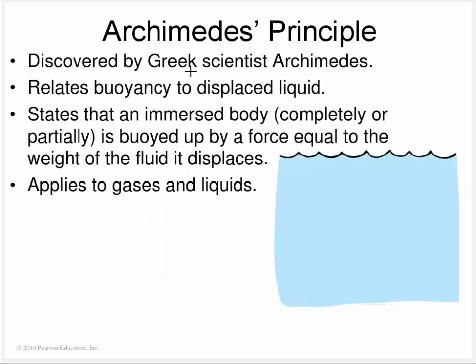Now, this Greek fella by the name of Archimedes, he was the one that came up with a mathematical description of this, and essentially he related this buoyant force, how much buoyancy. What he said is that if you have an immersed body, so an object that's either partially or completely in the water, so you could have an object like this, or an object like this, it's going to be buoyed upwards by a force that's equal to the weight of the fluid that it displaces.